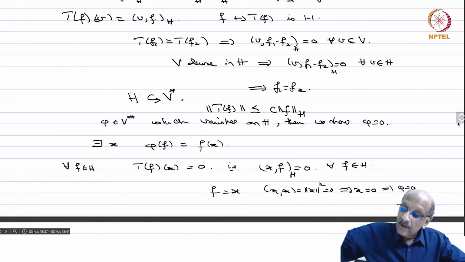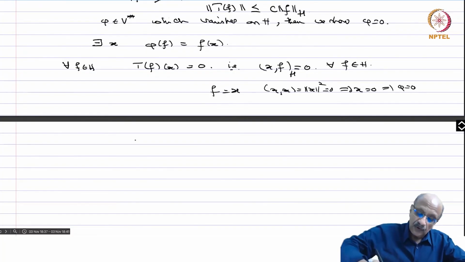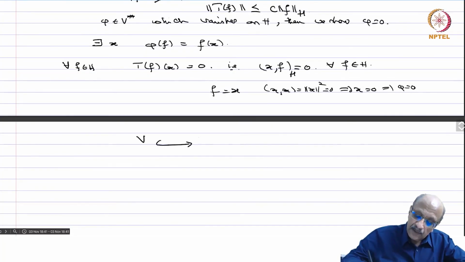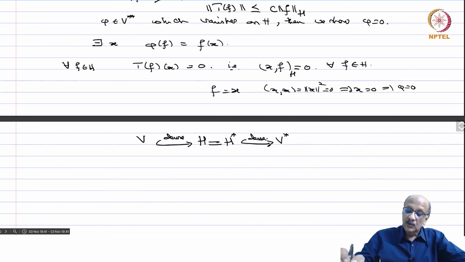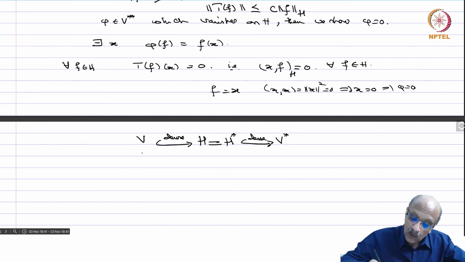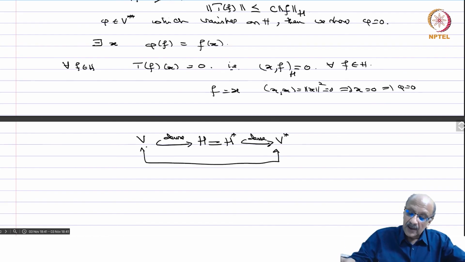So what do we have? Conclusion. If V is continuously embedded in H, and this is a dense inclusion, and if I identify H with H star, then I can embed H star in V star, and this inclusion is also dense. Now if I also identify these two, then that will be absurd, because if V equals V star and you have H in between, then all of them are equal, and you know they are not. Okay, so it is not correct to identify.